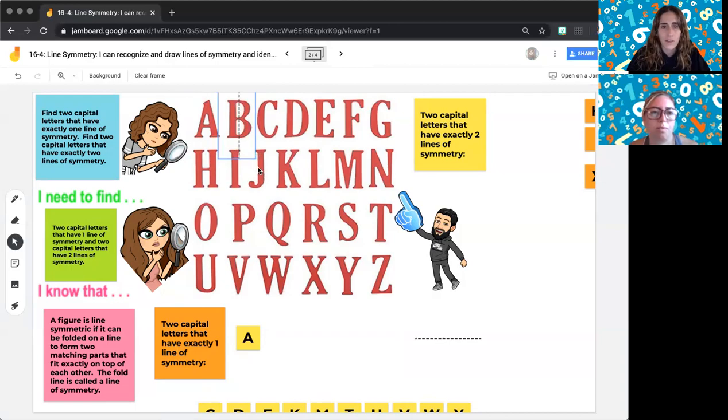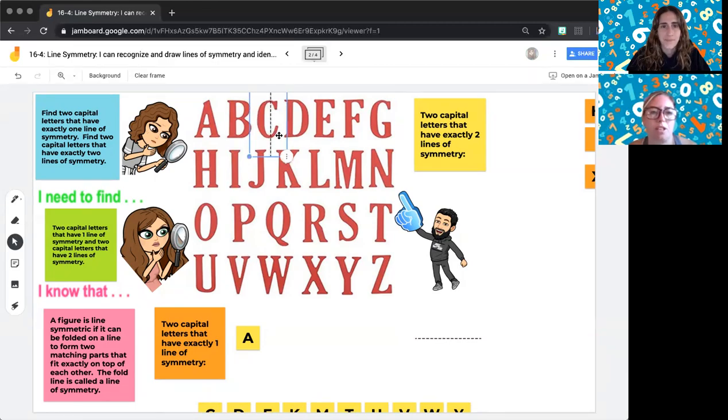Does this work? If I were to fold it over, it's not going to match up because the right side is rounded where the left side is straight. I can tell right away both sides are not the same, so they will not match up. Let's try C.